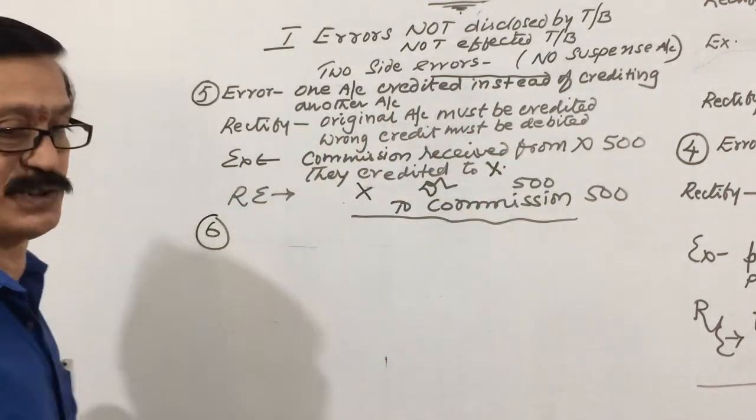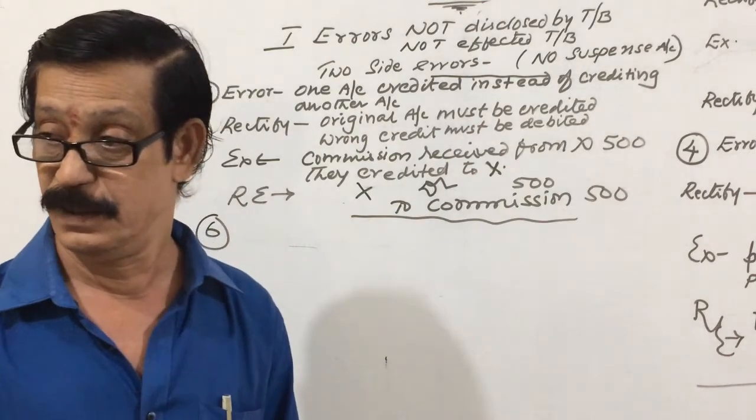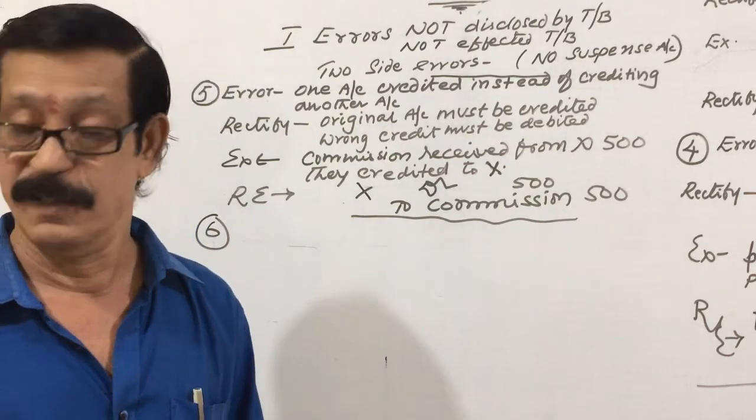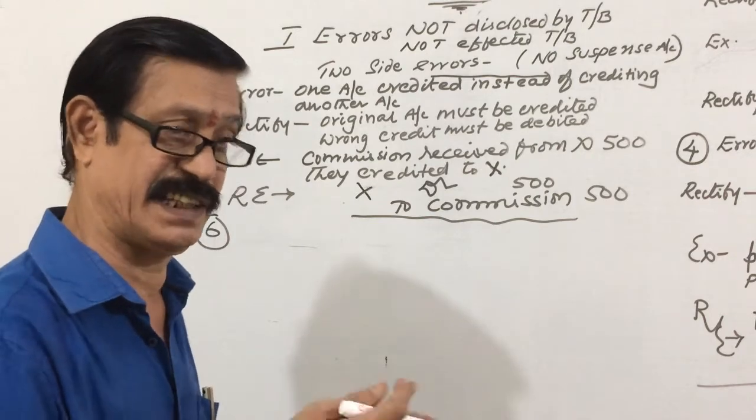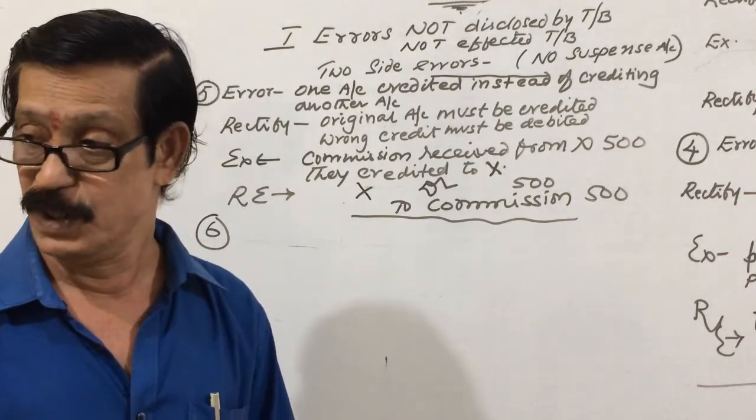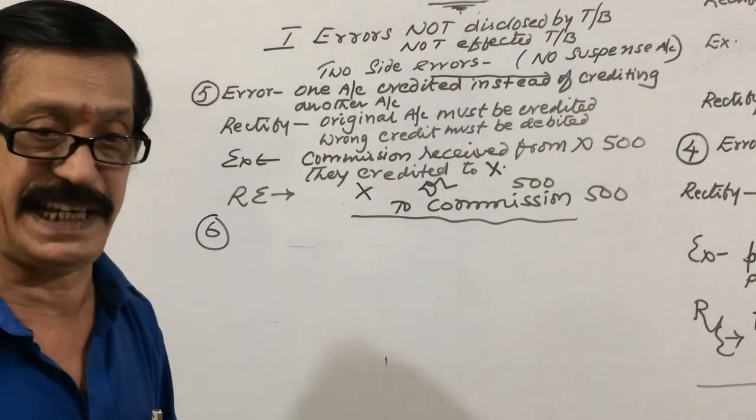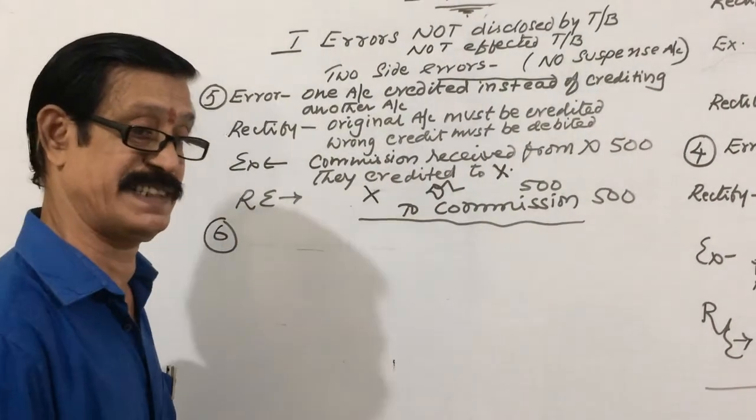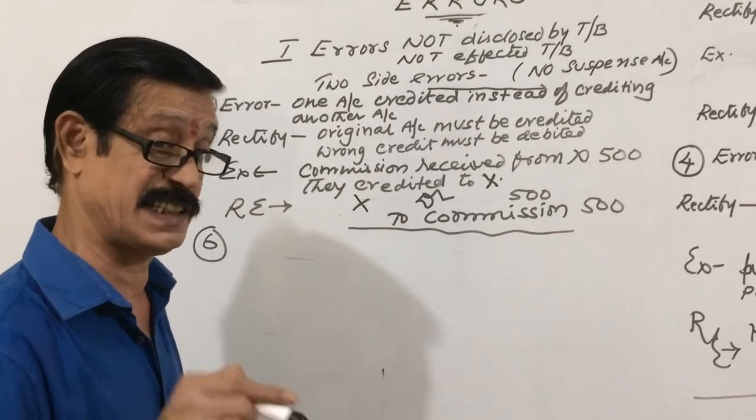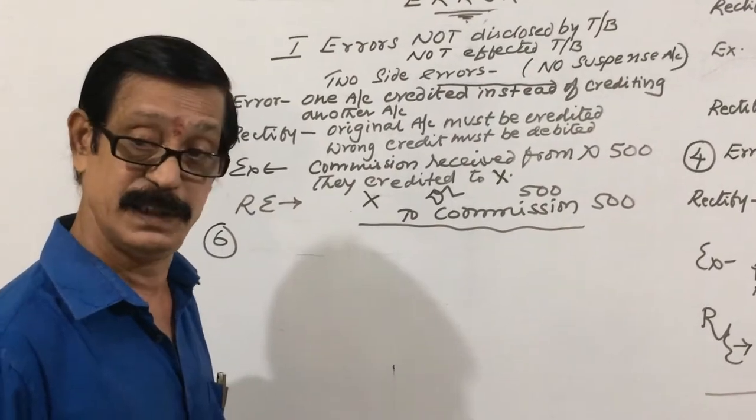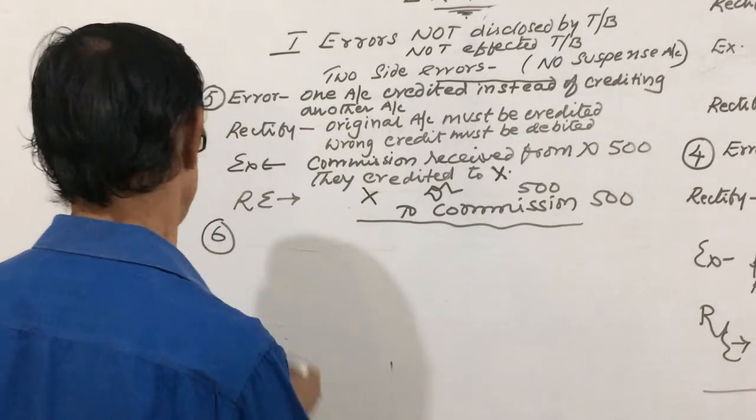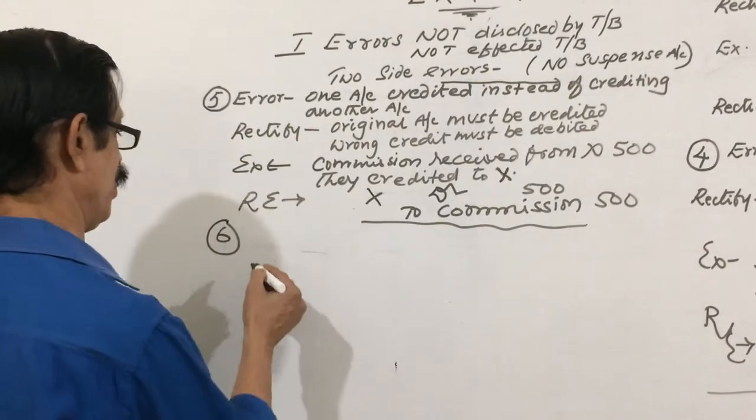In these 6 models only, no suspense. Why? Because they never affected the trial balance. So debit is available, credit is available. They are called two-side errors. That's why no suspense is needed. But in the other cases, suspense account must be required. First, I am going through this 6th model and the last model.